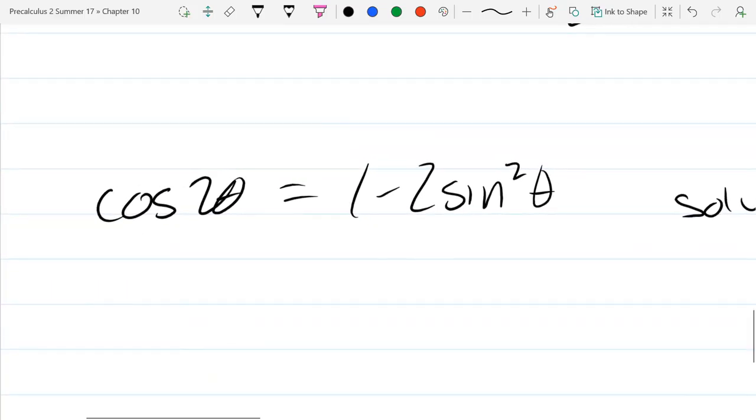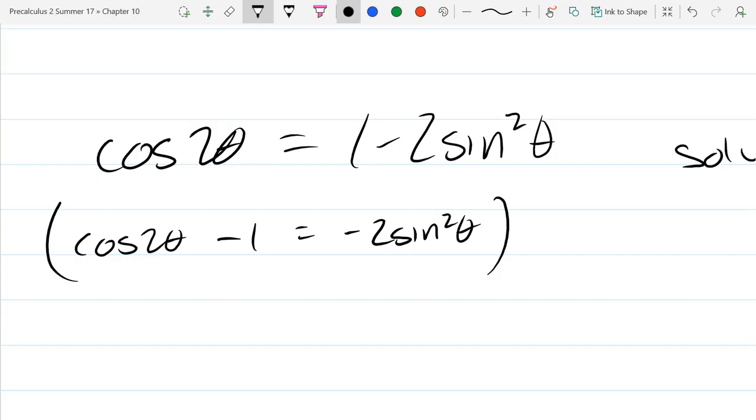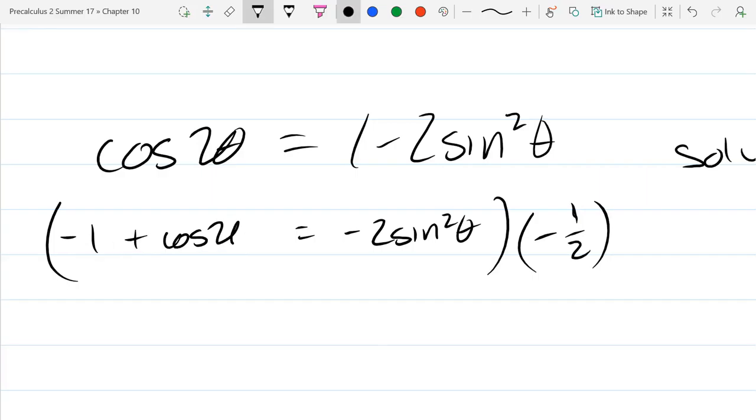So for example, I wanted to get rid of that minus 2. My first move would be multiply by negative 1/2. But let's go ahead and subtract 1 first. Now we're going to do that multiply by negative 1/2. Both sides. On the left, actually, I'm going to rewrite this as negative 1 plus cos 2 theta.